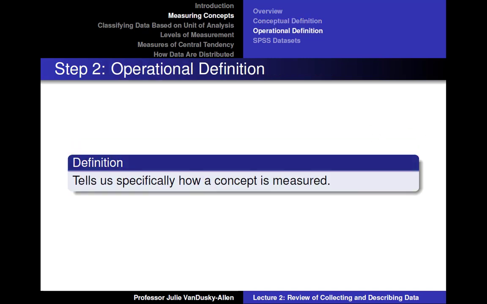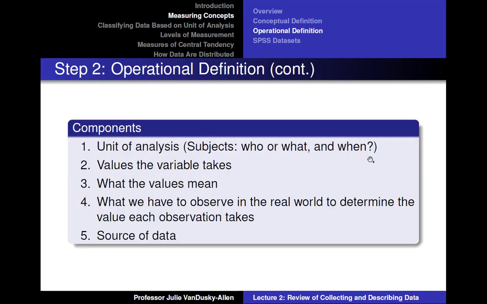Next, we will discuss how to develop an operational definition. Recall that an operational definition tells us specifically how the concept is measured. The operational definition includes the unit of analysis, the values the variable takes, what those values mean, what we have to do to observe in the real world to determine the value each observation takes, and the source of the data.